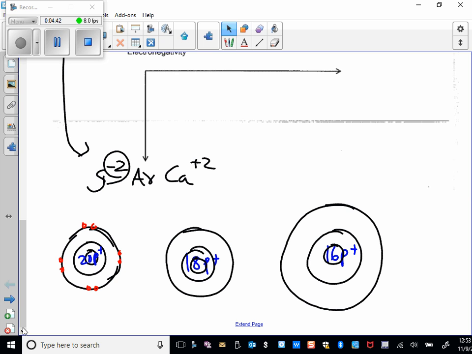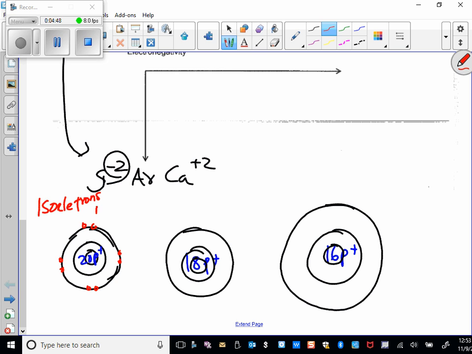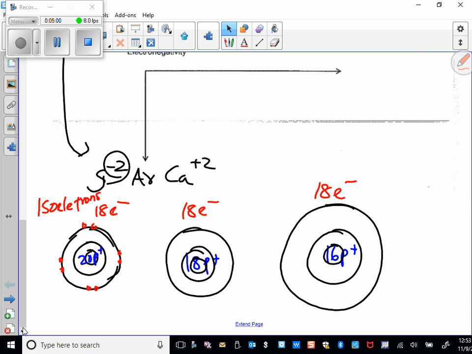So all of them are isoelectronic. Why are they isoelectronic? Because they all have how many electrons? 18 electrons, 18 electrons, and 18 electrons. But let's look at the number of protons. That is 20 pulling 18 electrons, 18 pulling 18 electrons, and 16 pulling 18 electrons.